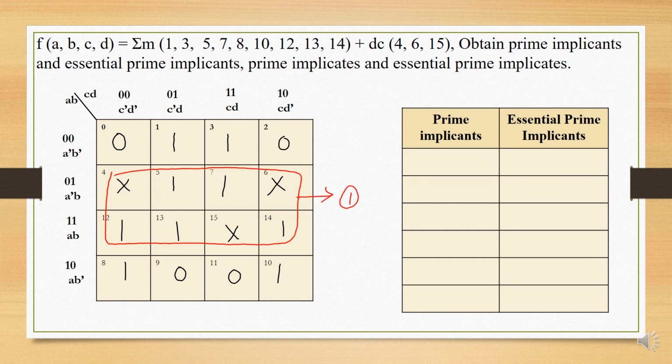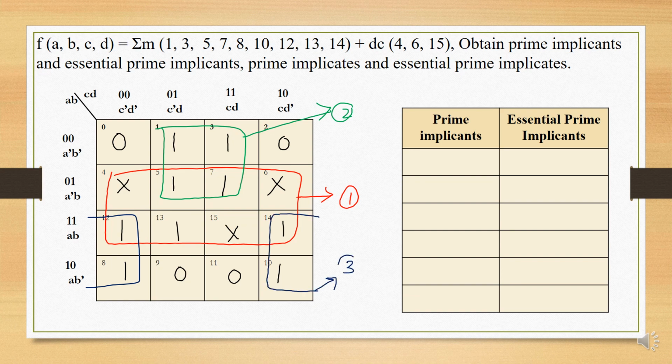Now the next grouping is forming a quad, the adjacent 4 cells. Let's number this as group number 2. And we have 2 more logic 1 cells which are left out here. We can cover this by folding the K-map, and we can form a quad, considering it group number 3.